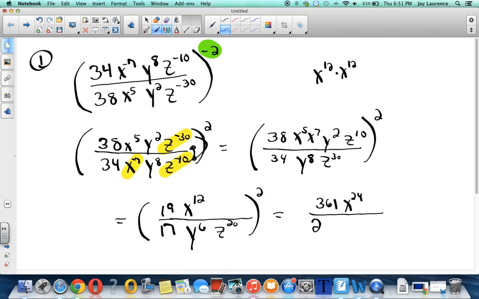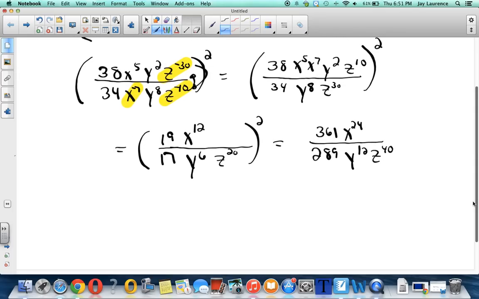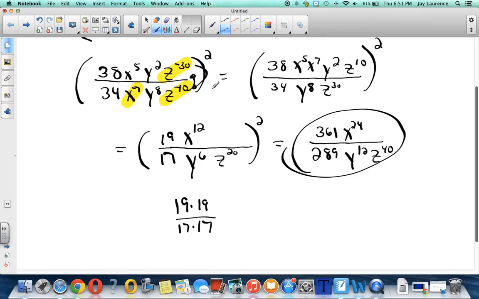17 squared, I believe, is 289. Y to the 6th squared should be y to the 12th. And z to the 20th squared should be z to the 40th. By the way, if you're wondering if this will simplify, it won't, because the way I got it was 19 times 19 over 17 times 17, and there are no common factors there other than 1. So there is your answer.